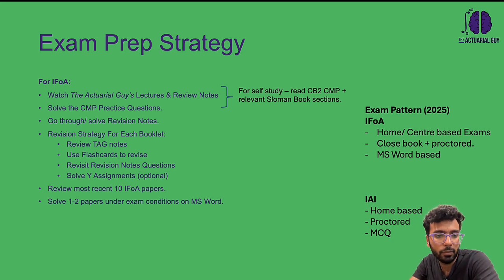Next, you solve the CMP practice questions. You go through or solve the revision notes. Again, you don't need to type out every question here. This is not like your CMCS exam. For numerical questions and graphs, you should do them by hand, but other questions you can just read through. Think about what the answer should be, then compare your answer against the solution. Maybe write the main pointers that you will cover in the answer on a piece of paper and then compare. That is your first prep.